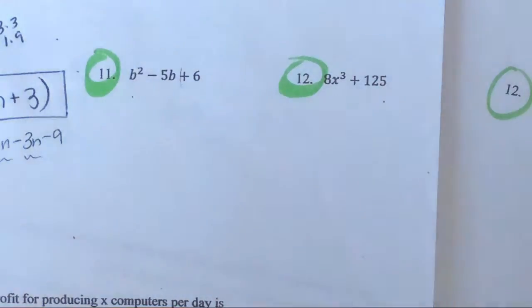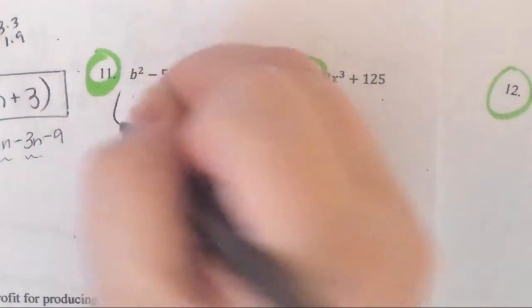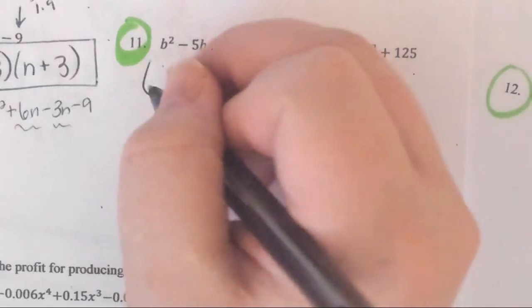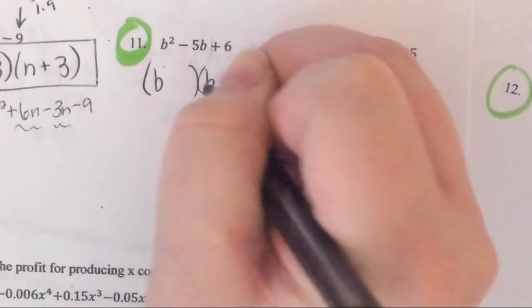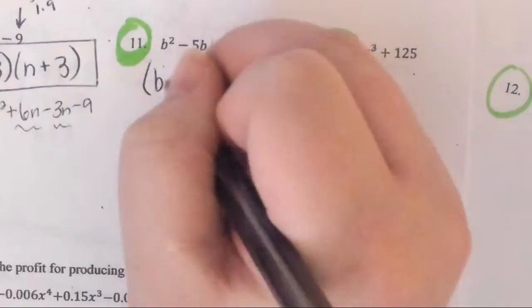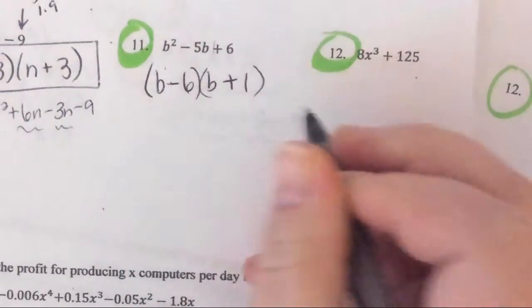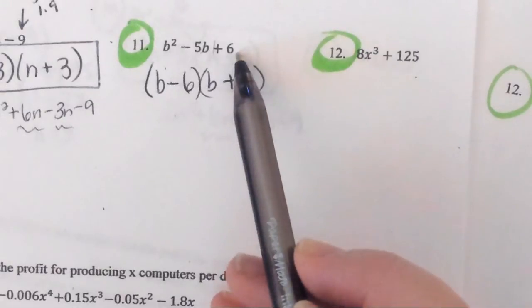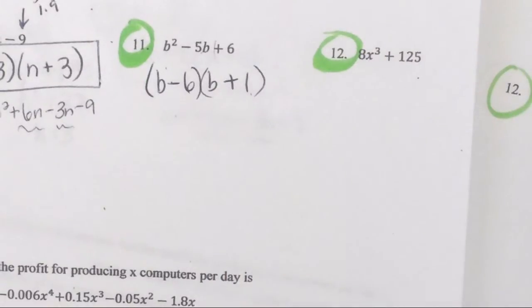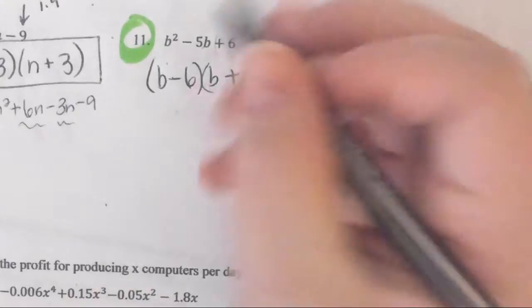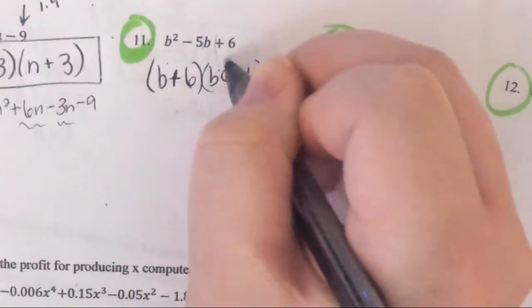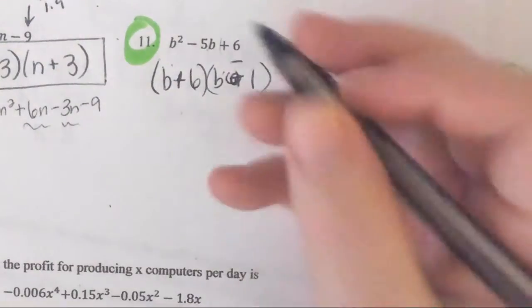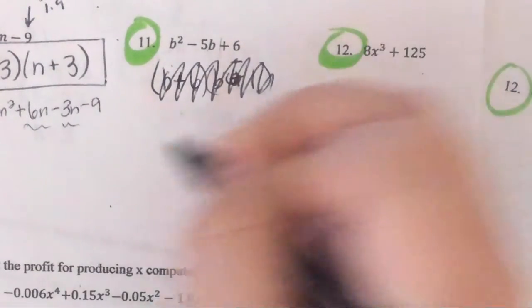Okay, someone help me factor number 11. I need 2 things that add to negative 5 and multiply to 6. Negative 6 and 1? Negative 6 plus 1 is negative 5, but negative 6 times 1 is not positive 6. If I do positive 6 and negative 1, 6 times negative 1 is still going to be negative 6. So it's not 6 and 1. It's got to be something else.